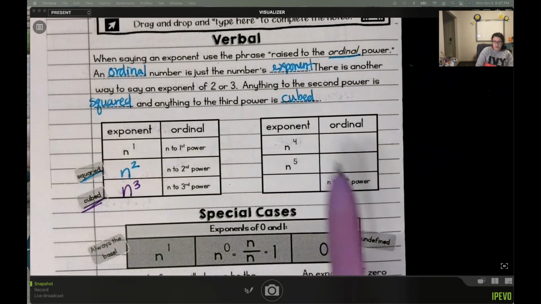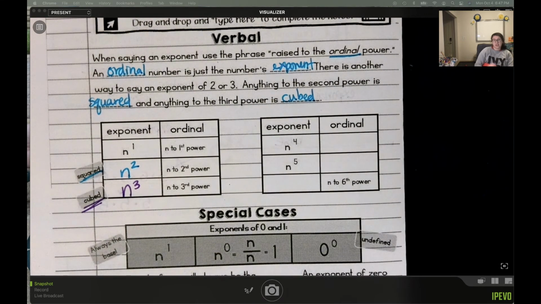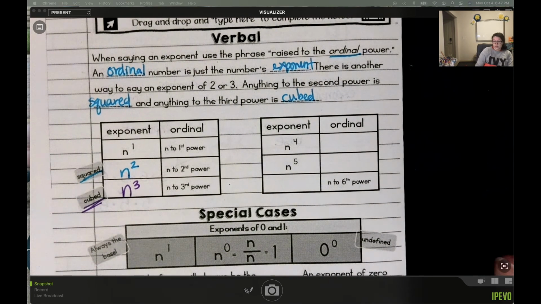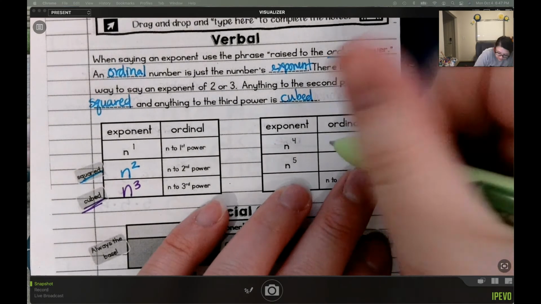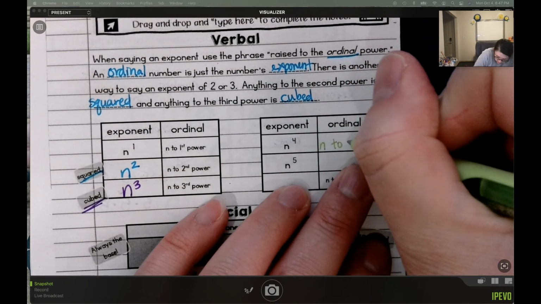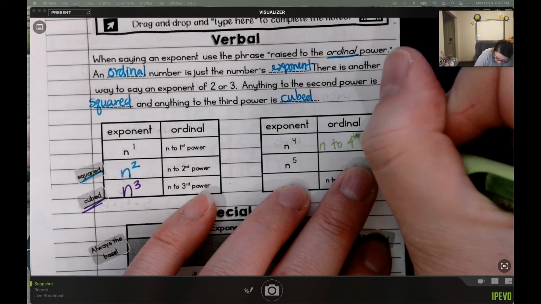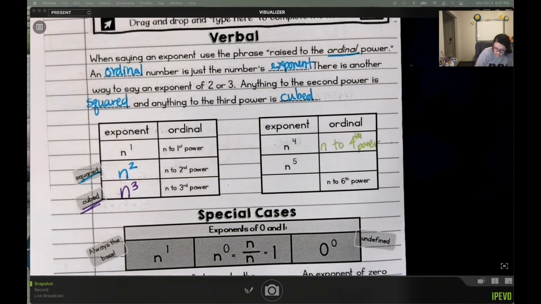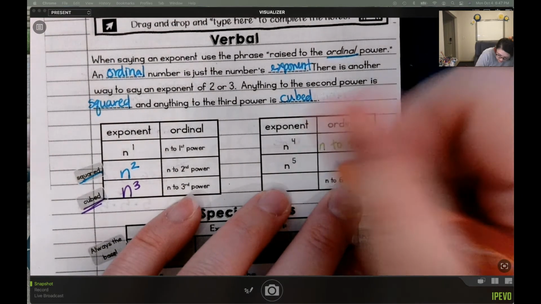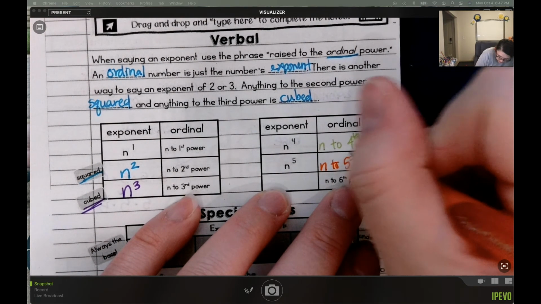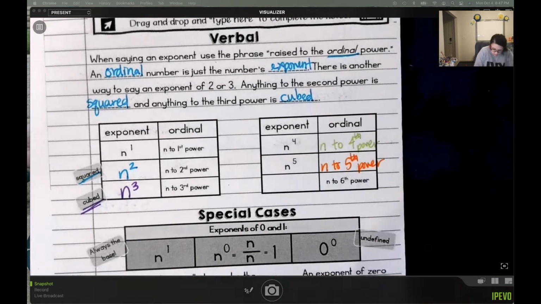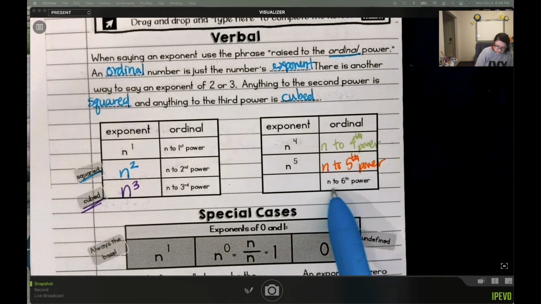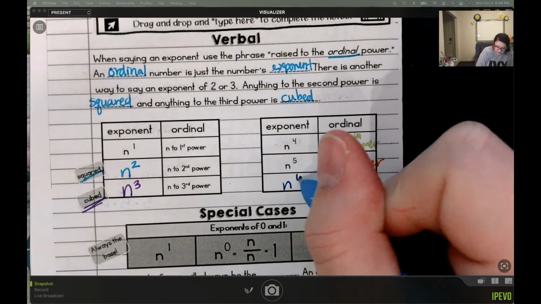And with the exponent of 4 or 5 or 6, there's nothing special there. We only have special words for squared or cubed. So n to the fourth power, the way I would say that is n to the fourth power. N to the fifth power. And then n to the sixth power, the way I would write that is n with an exponent of 6.